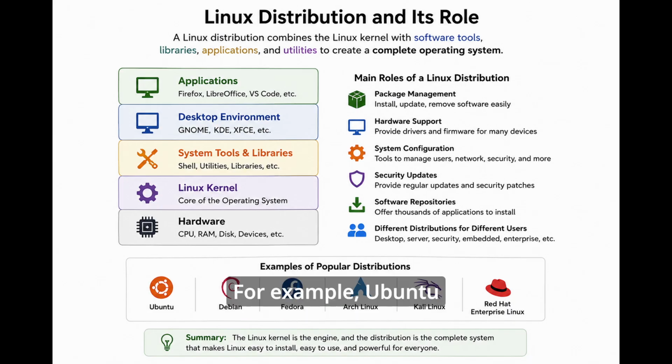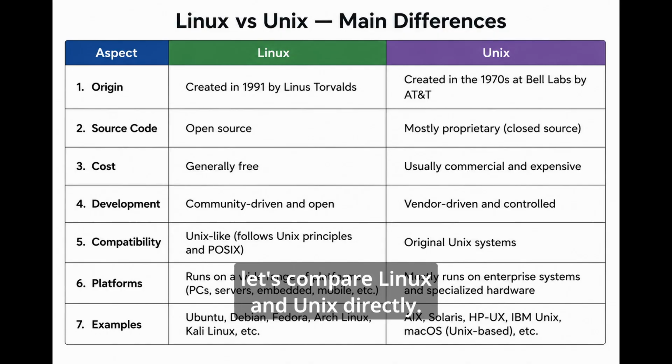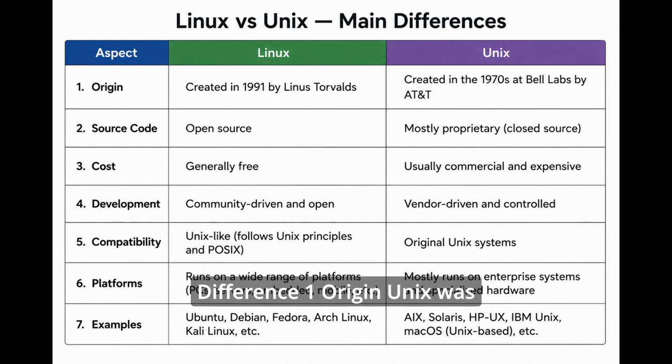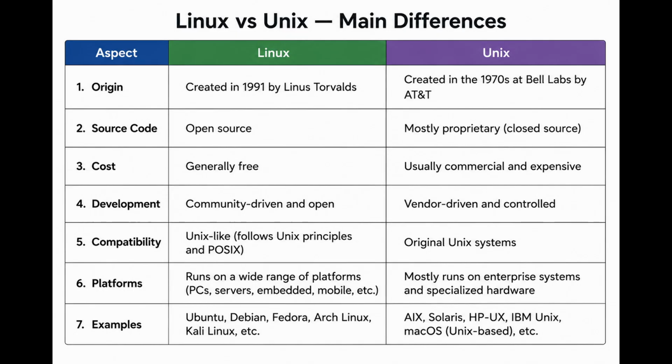For example, Ubuntu is beginner-friendly. Arch Linux is highly customizable. Red Hat focuses on enterprise servers. Kali Linux focuses on cybersecurity. 9. Linux versus Unix. Main differences. Now let's compare Linux and Unix directly. Difference 1. Origin. Unix was developed in the 1970s at Bell Labs.